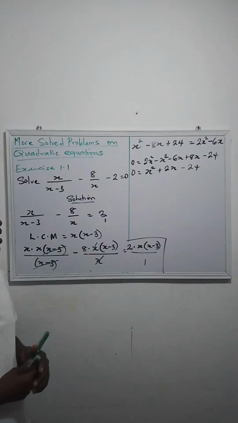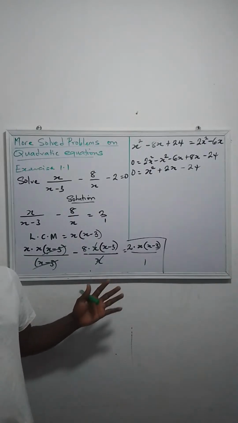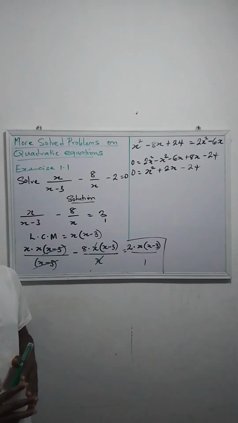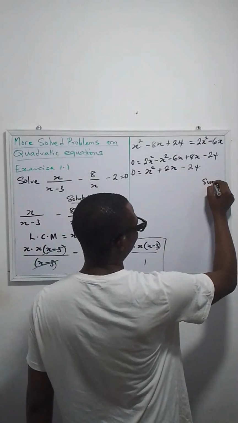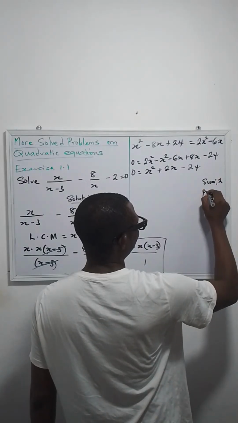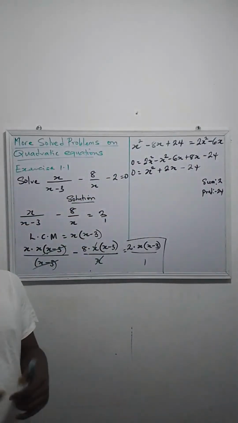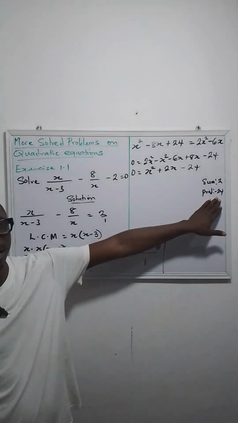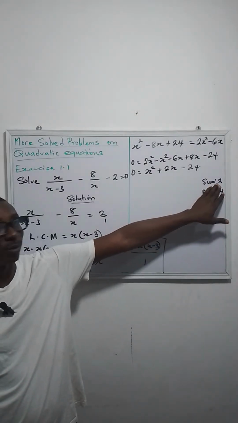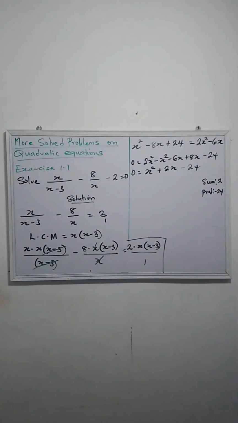Okay, now this time around I want to engage you. What are the two numbers such that when we multiply together, we have the product, and when we add together, we have the sum? Okay, let me write out the sum. I want to believe every one of you know that the sum is 2, while product is negative 24. So can you do that and drop your answer in the comment section? What are the two numbers which when multiplied we have negative 24, when added together we have plus 2?